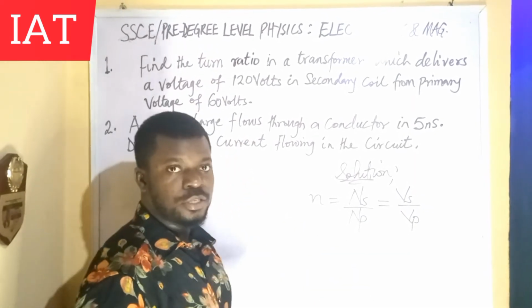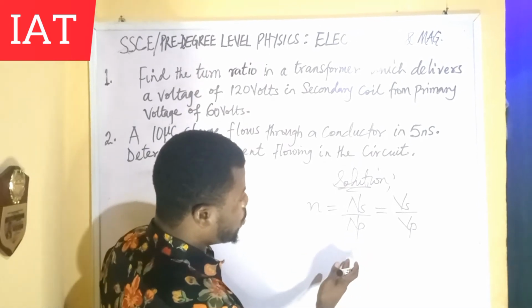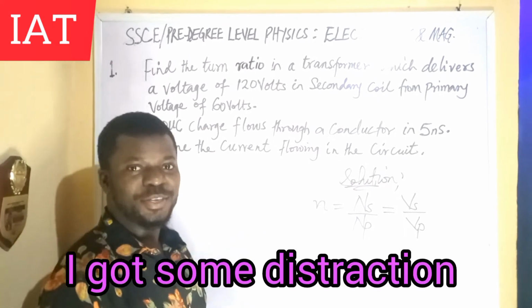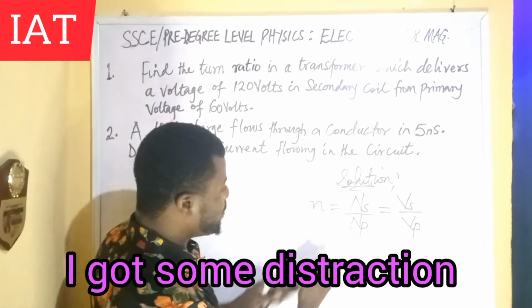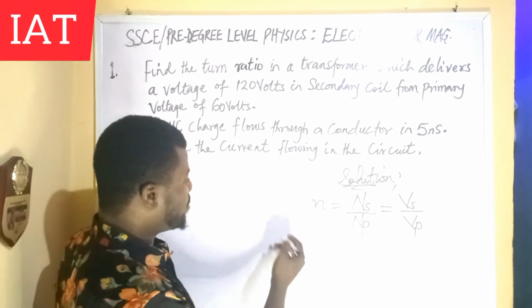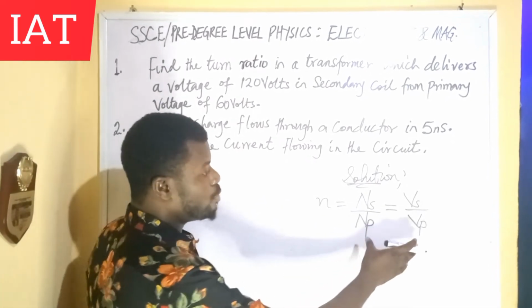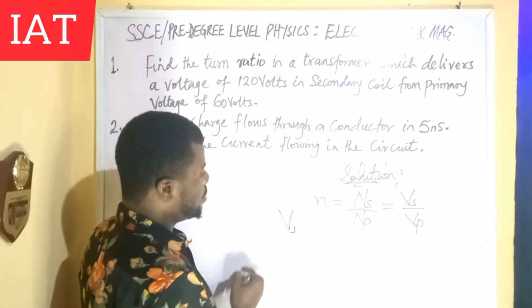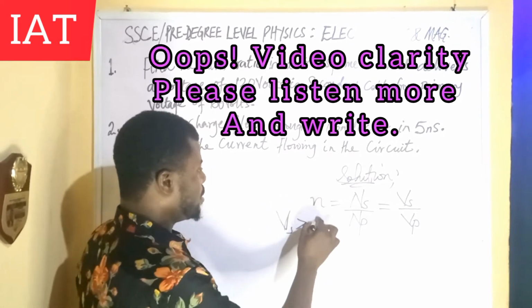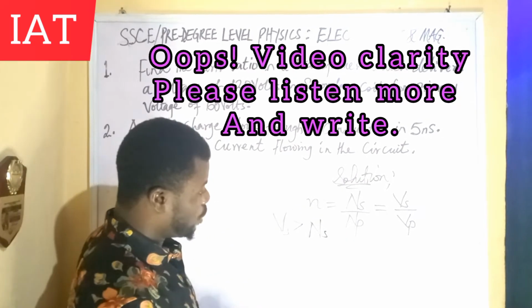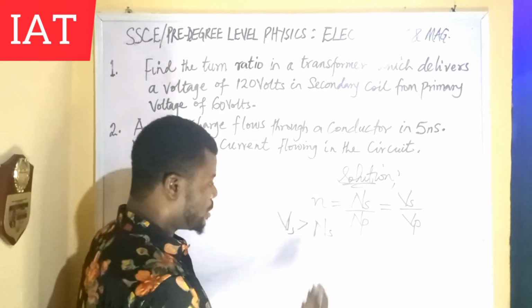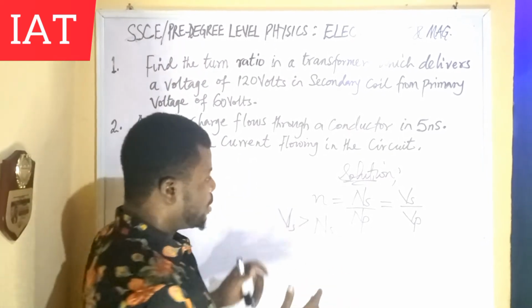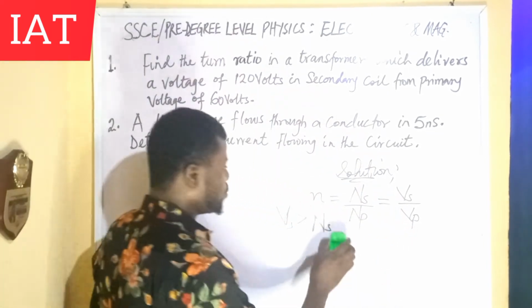In some cases, you will see where the formula reverses. But I will show you by the time we talk about the ideal transformer, when the secondary voltage is greater than the number of turns in the secondary and cases like that. We're going to explain them in detail so that you don't have the issue of knowing which one to use.